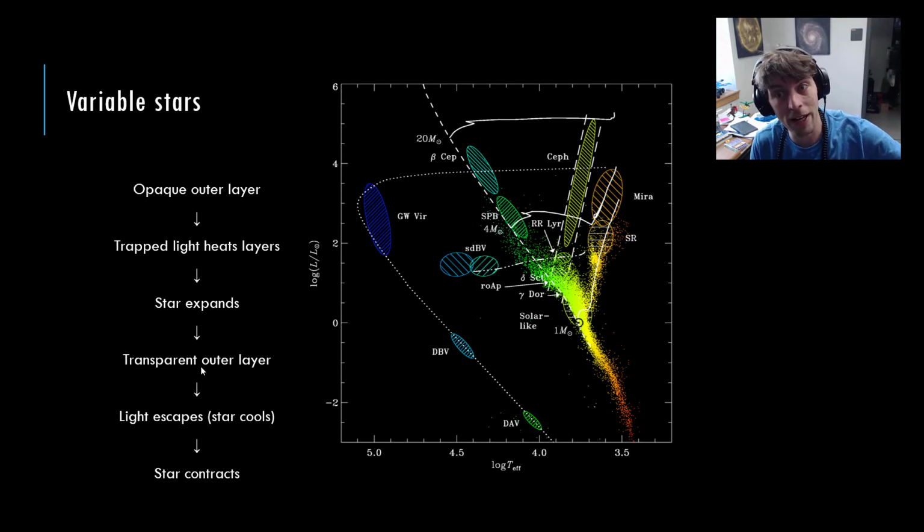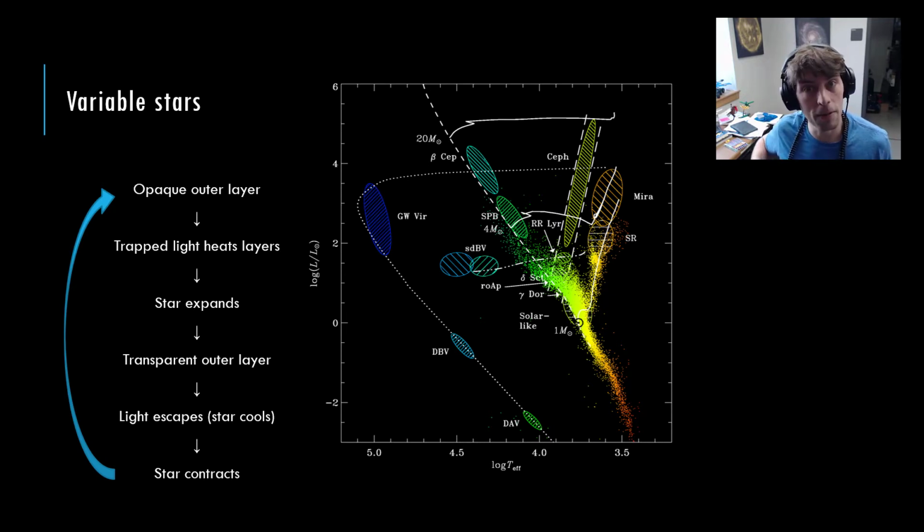And if the temperature of that outer layer starts to go back up, this transparent layer becomes opaque again, trapping even more light. And then you start going through this cyclic process again. And that's how we describe the variability.